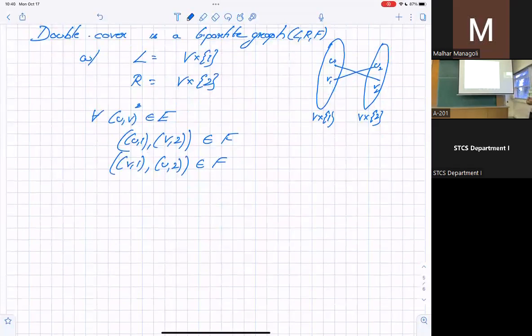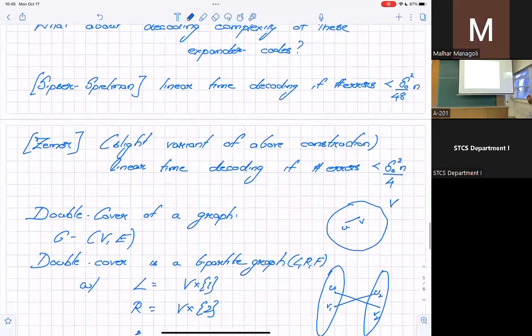What Zemor does is, if G were a spectral expander, he takes a spectral expander and instead of constructing the Tanner graph on G, he constructs the Tanner graph on the double cover of G. So the same C0 code. C0 code was decided on, where every vertex had D neighbors. Here also every vertex has D neighbors. We'll put the same C0 code.